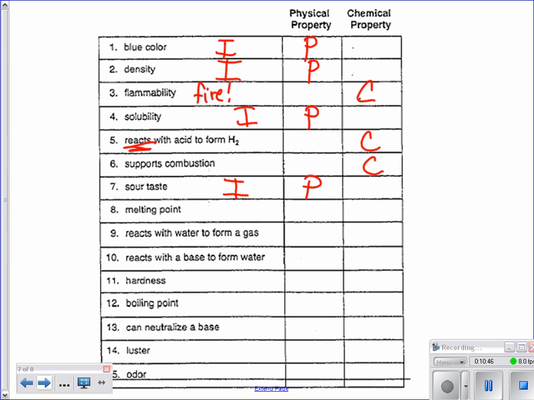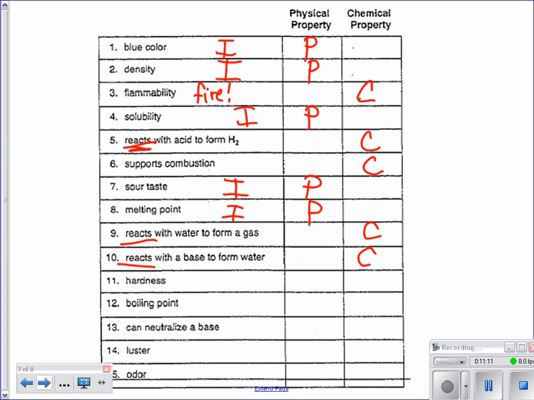Intensive. Melting point. Physical. Ice, H2O, it melts at 0 degrees Celsius. Does it matter how much you have of it? An ice cube or an iceberg full of it? Nope. So therefore, it is intensive. Reacts with. Chemical.